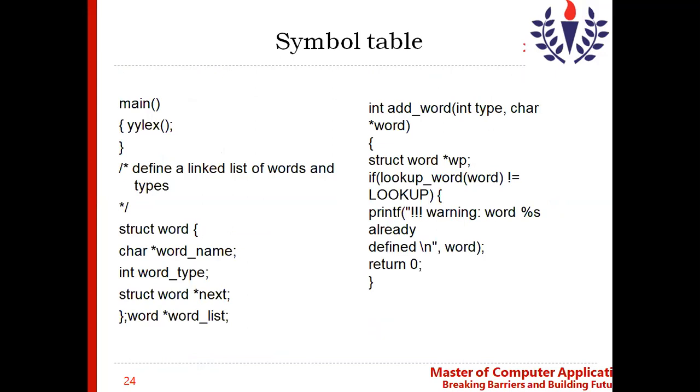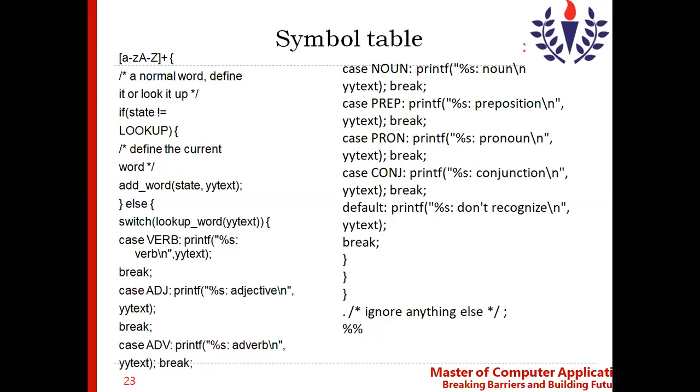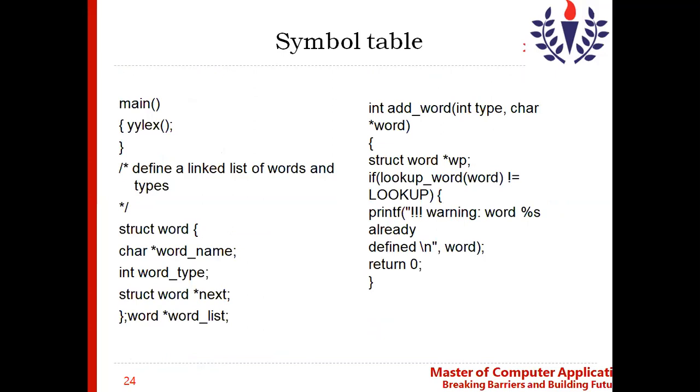So if you look at this slide, which shows the user subroutine section, and the previous slide shows the rule section. In the rule section, we have the pattern and the corresponding action. If you look at the first line, that gives you the pattern A to Z and capital A to Z, which we already discussed, and the corresponding action part, whether it has to look or whether it has to add. So this gives you the rule section.